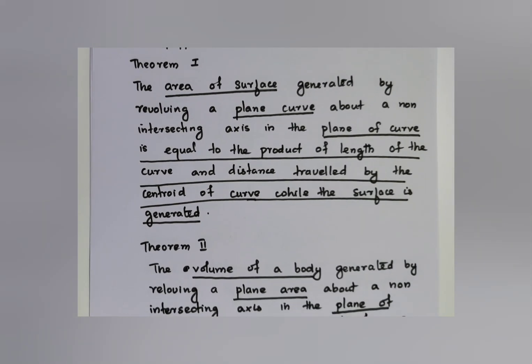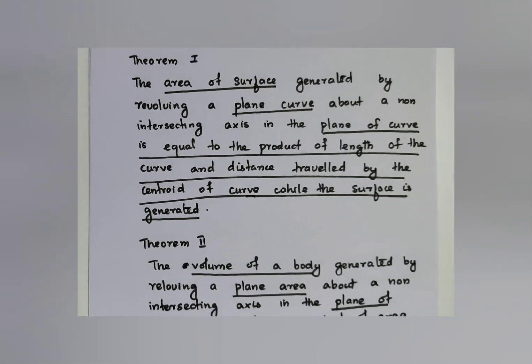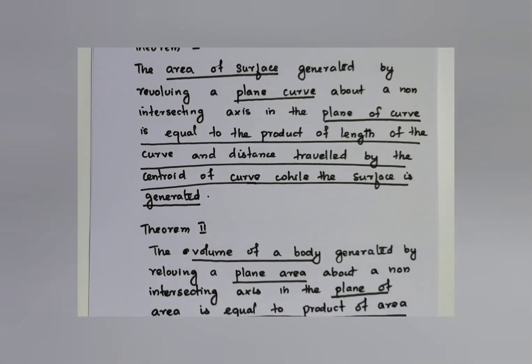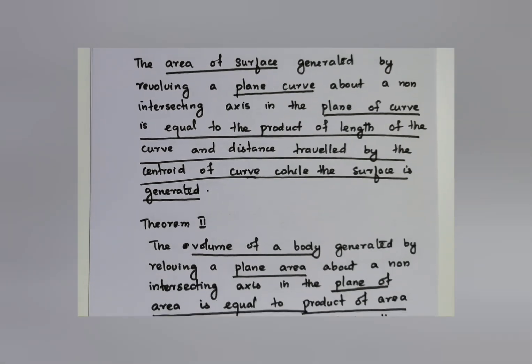So first theorem states that the area can be generated by revolving a plane curve about a non-intersecting axis in the plane of the curve and is equal to the product of the length of the curve and the distance travelled by the centroid of the curve while the surface is being generated.